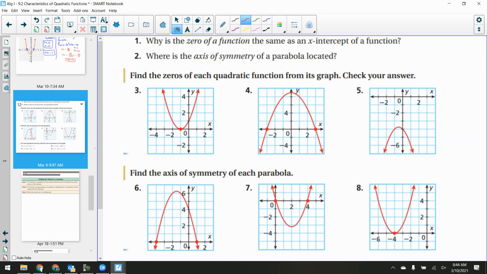Hayden Tripp, tell me the zero for number 3. Is it (1, 0)? You're close. Not positive 1, but negative 1, comma 0. Okay. And find the zeros. That's it. We don't need to identify the axis of symmetry. Oh, forgot about Serenity. Serenity, number 4 there. Give me the 2 zeros that you see.